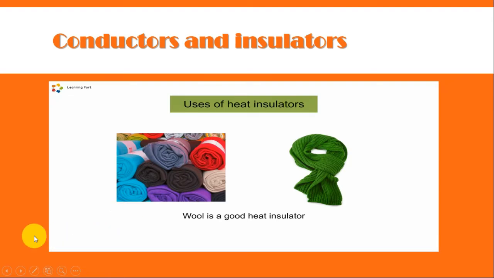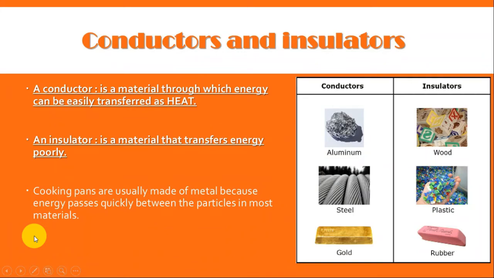Okay, I hope that this video helped you a little bit to understand the meaning of conductors and insulators. Now, a conductor is a material through which energy can be easily transferred as heat. So the heat can transfer easily through the particles of this material. An insulator is a material that transfers energy poorly. So when energy or heat transfers through this material, it takes time. It's a poor energy transfer material.